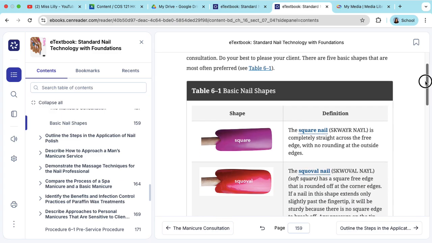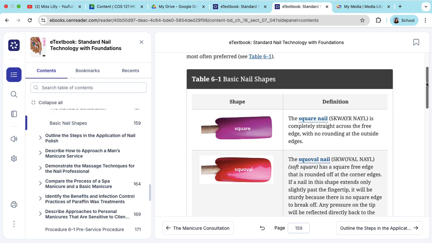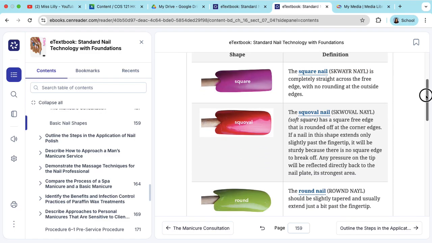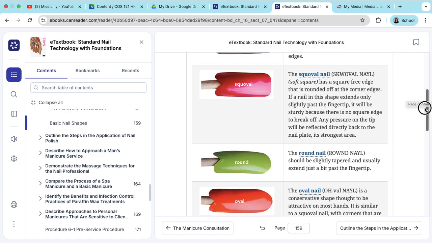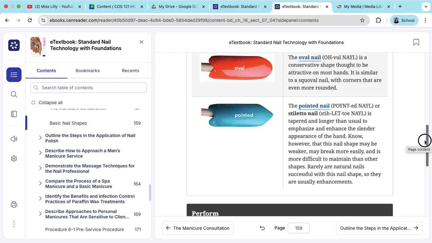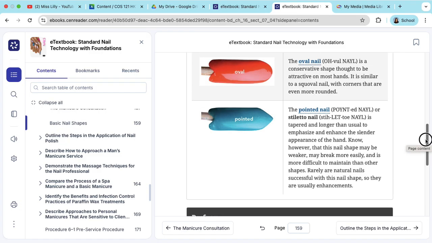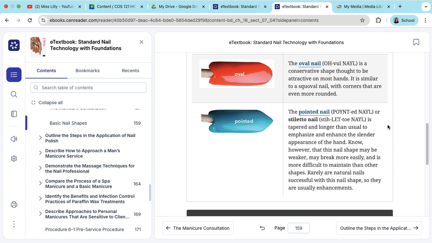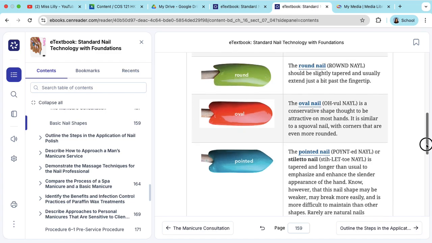Here we have the different shapes of the nails. We have square nails, squoval nails, round nails, oval nails, pointing nails. Pointing nails look like a stiletto. And if we read its description, it says that it emphasizes and enhances the slender appearance of the hands.